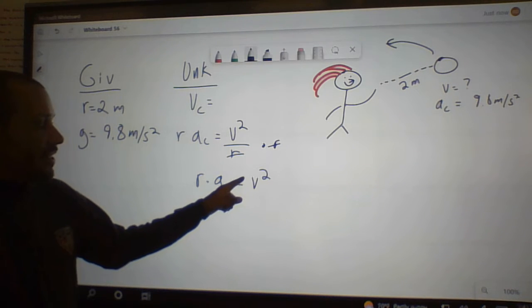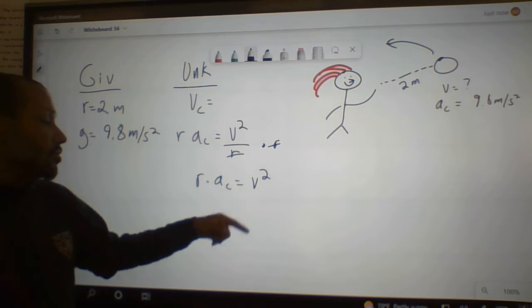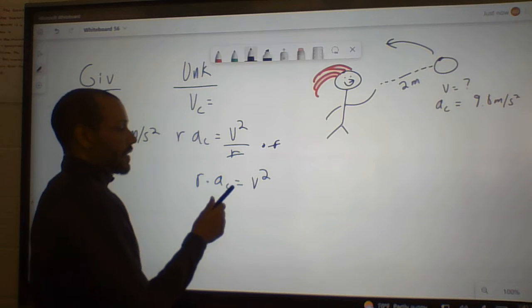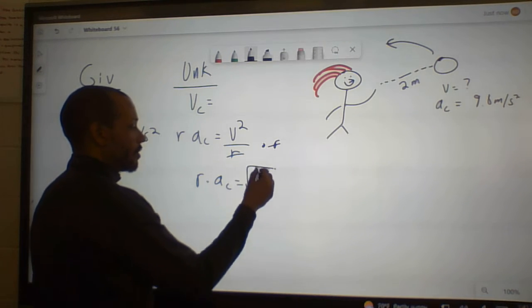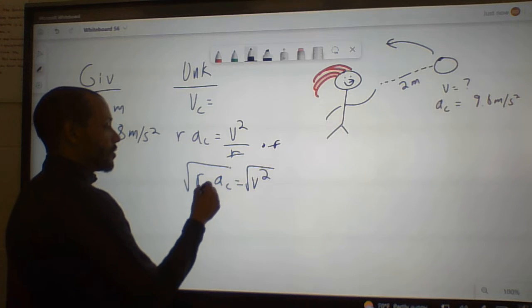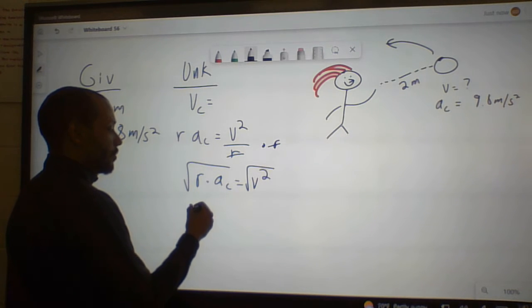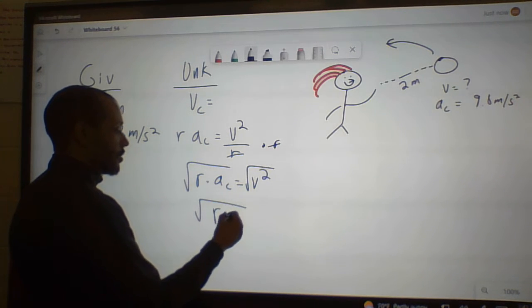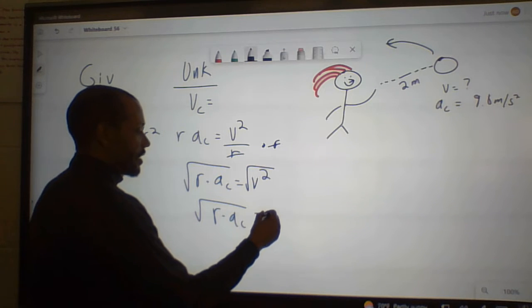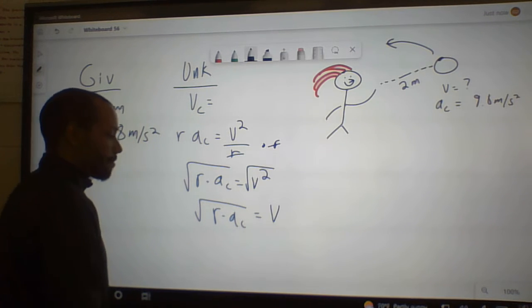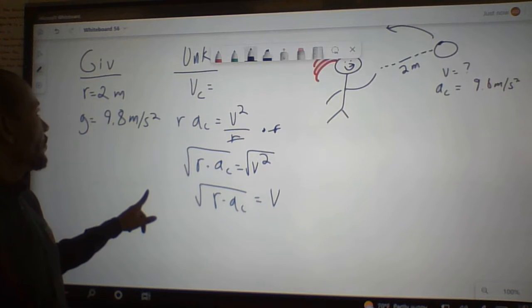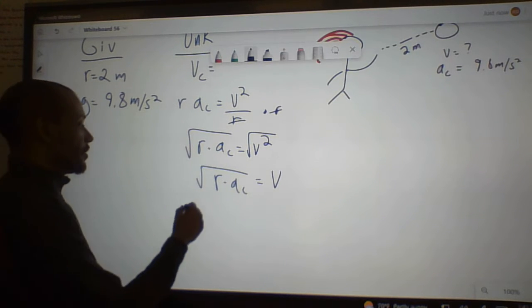I still don't have v isolated yet. It's v squared. So to get v by itself, I need to take the square root of that side, square root of this side. So then I'll end up with the square root of r times a_c. That's going to equal my velocity. And then I have some values. We know what r is.